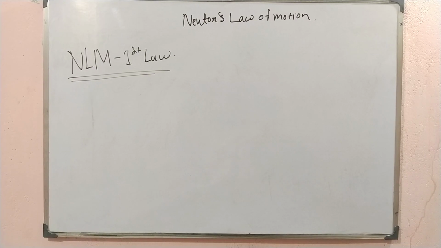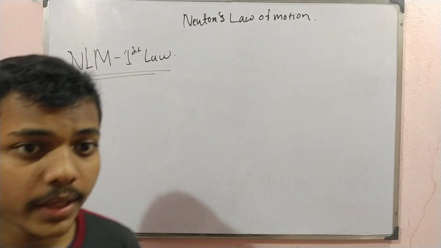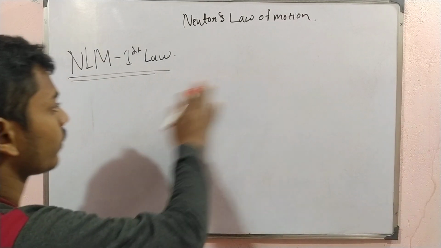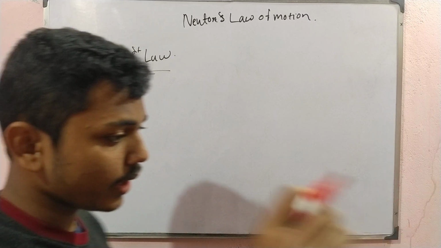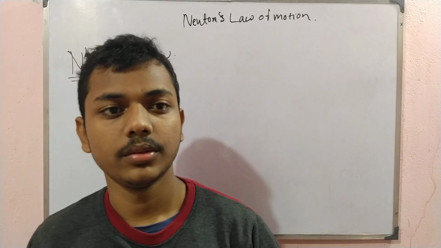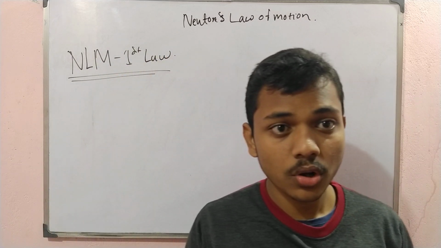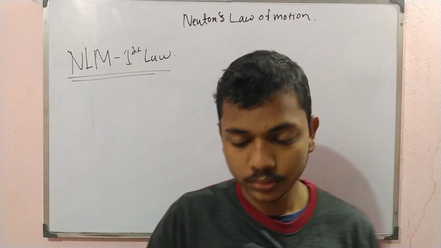Now we will do some numericals about Newton's first law of motion, meaning how we can treat the body as being in equilibrium. What is equilibrium? When forces are applied in opposite directions, the net force on the object is 0.